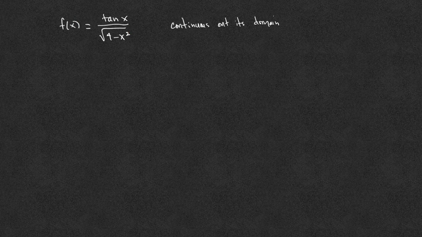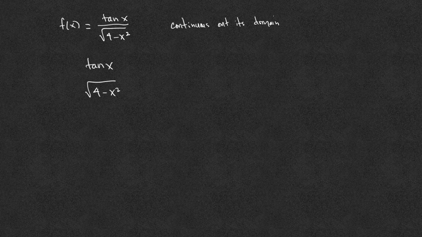on its domain. And so this function f of x, we know that it is combined from tangent of x, and tangent of x is continuous on its domain. The square root of 4 minus x squared is also continuous on its domain.